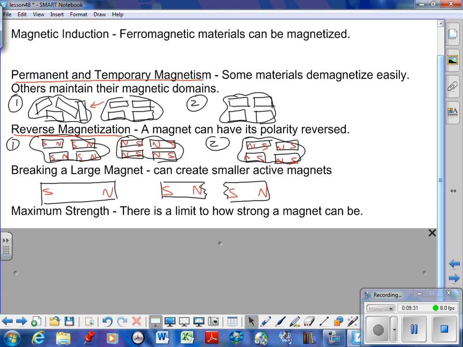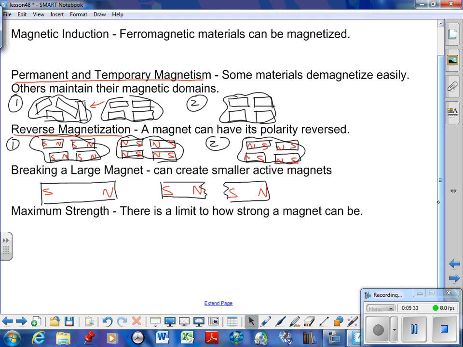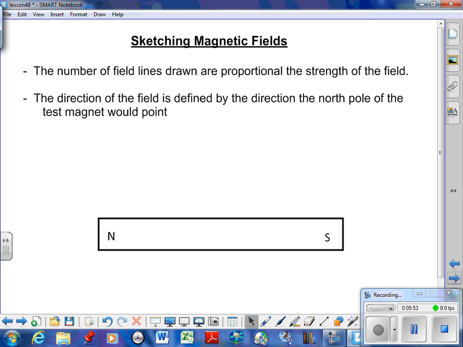Now, maximum strength. I have here there's no limit to how strong a magnet can be. However, there are limiting factors. There is a limit to how strong a magnet can be. Naturally occurring magnets are kind of at your weaker end, and we can create stronger magnets with the use of electricity. And we'll talk about that a little later on in this unit.